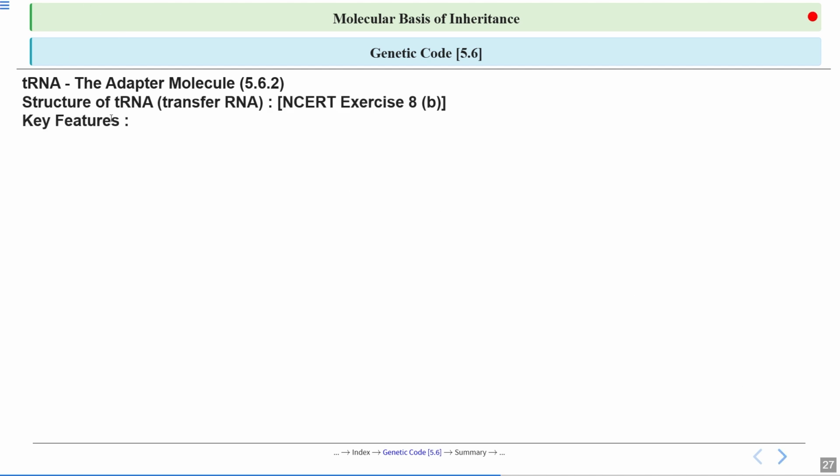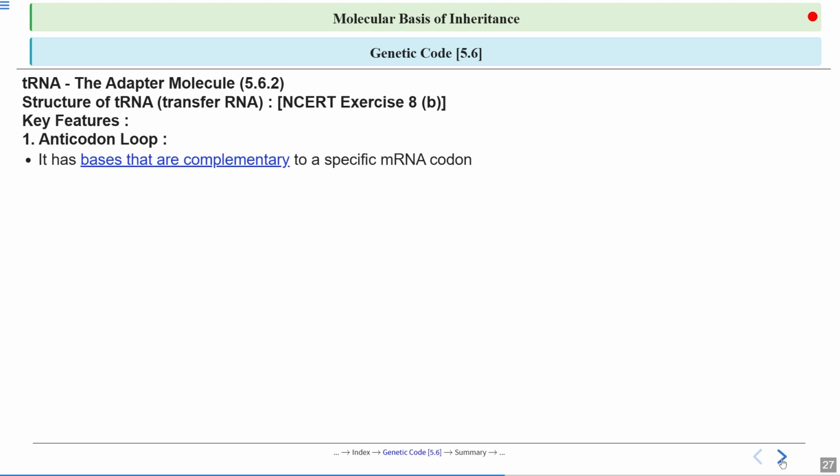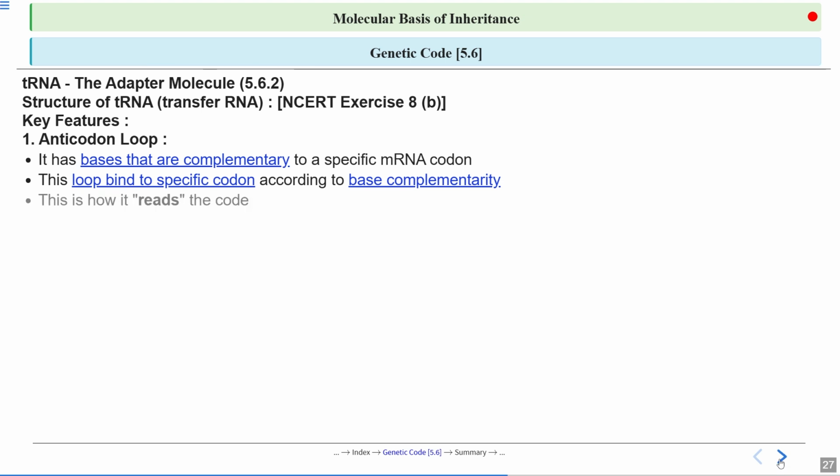So we are talking here about the key features of the structure of tRNA, and from here you can answer the NCERT exercise 8B. If we talk about the structure of the tRNA, it has some key features, that is the anticodon loop. It has bases that are complementary to a specific mRNA codon. This loop binds to the specific codon according to base complementarity. This is how it reads the code.